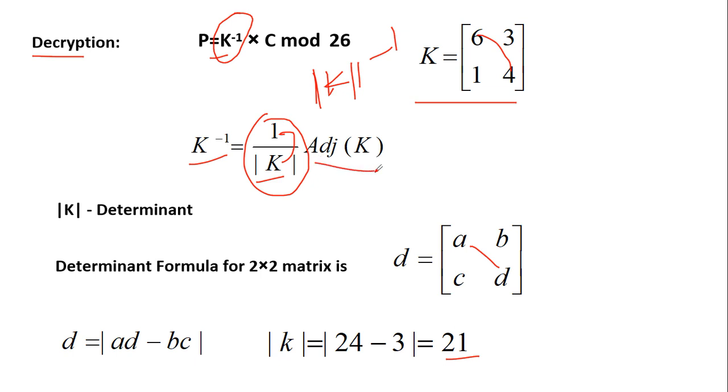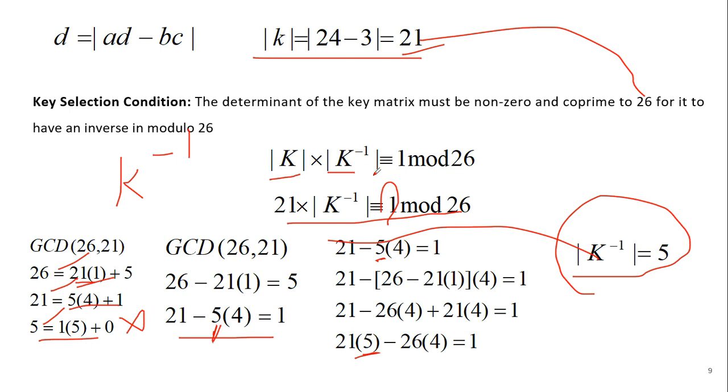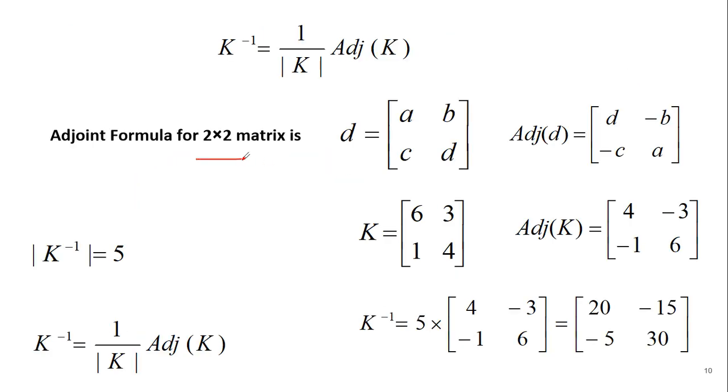Now we require to find out the adjoint of K. Now adjoint of K, if the matrix is 2 by 2, adjoint of the matrix is: this is exchanged, and here the negative sign comes. So for A B C D, it becomes D B C A, with the negative signs on the off-diagonal. Our matrix is 6 3 1 4. Adjoint of K is 4 minus 3 minus 1 6. Now what we require to do? We require to multiply. Now our determinant K inverse is 5. So we multiply this 5 into our adjoint of K. So this is nothing but our K inverse matrix.